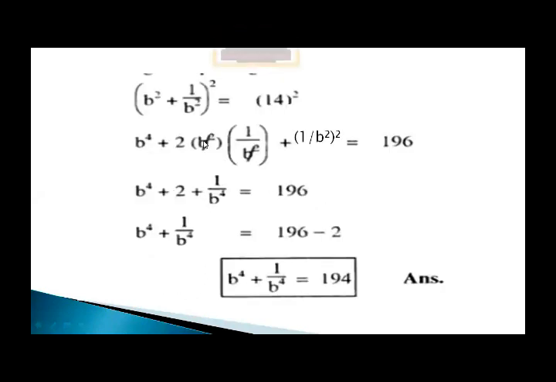And for b to the power 4 plus 1 over b to the power 4, take the square again on that, the same method. Apply the formula and simplify the expression, and you will get b to the power 4 plus 1 over b to the power 4 is equal to 194.